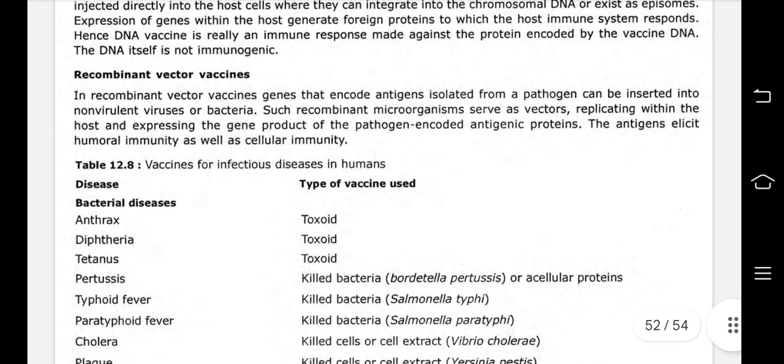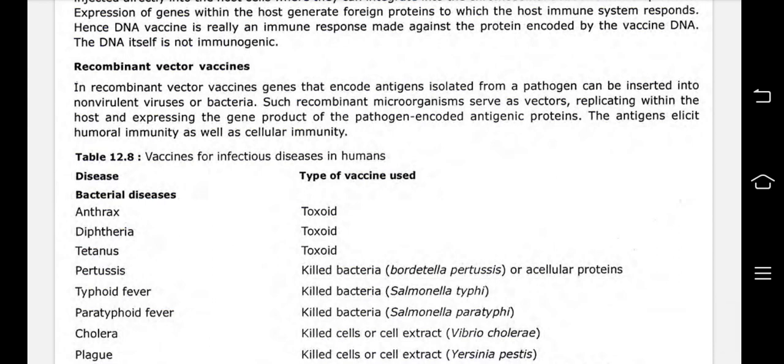Then, recombinant vector vaccines. In recombinant vector vaccines, genes that encode antigens associated with the pathogen can be inserted into non-virulent viruses or bacteria. Such recombinant microorganisms serve as vectors, replicating within the host and expressing the gene product of the pathogen-encoded antigenic proteins. The antigens elicit humoral immunity as well as cellular immunity.